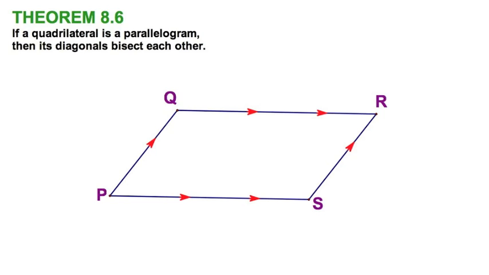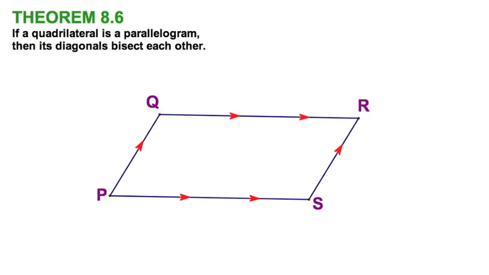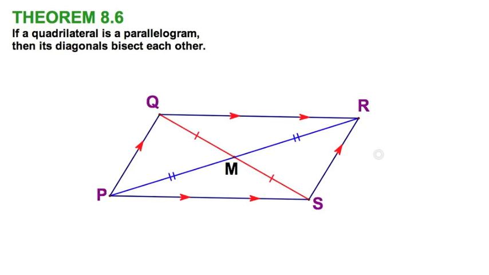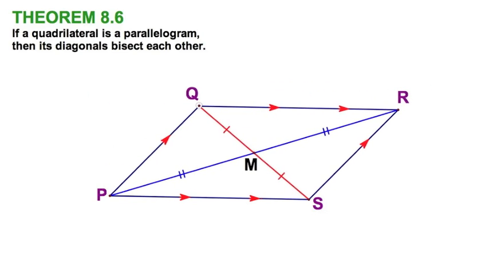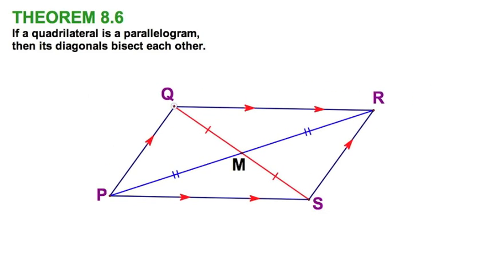And our final theorem for this section, 8.6, tells us that with this parallelogram, I can draw these two diagonals. I'll color them red and blue respectively. They meet at a point called M, and that M is the midpoint of both diagonals. Well, that's what it means to say that diagonals bisect each other. And I want to show you one interesting thing here.